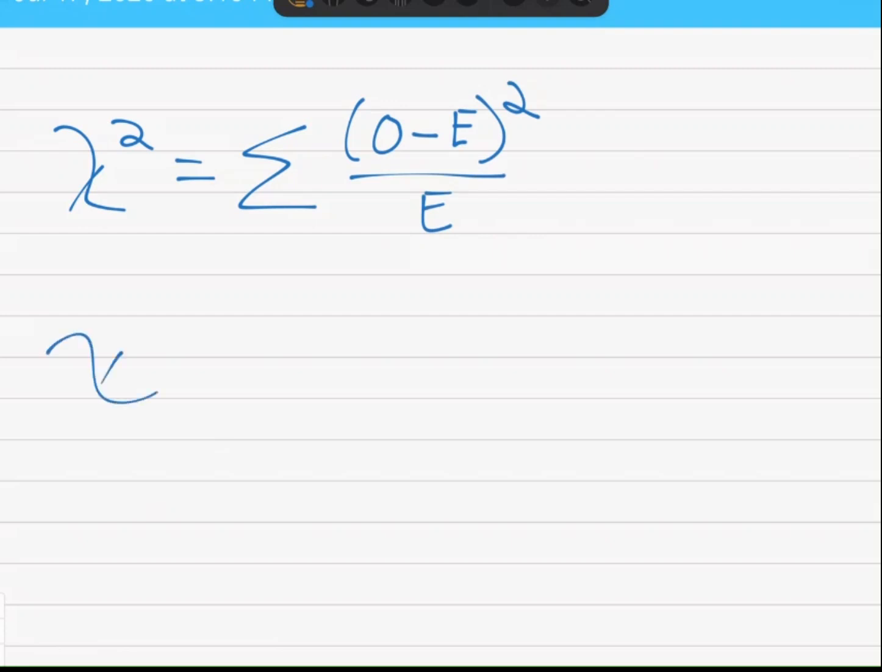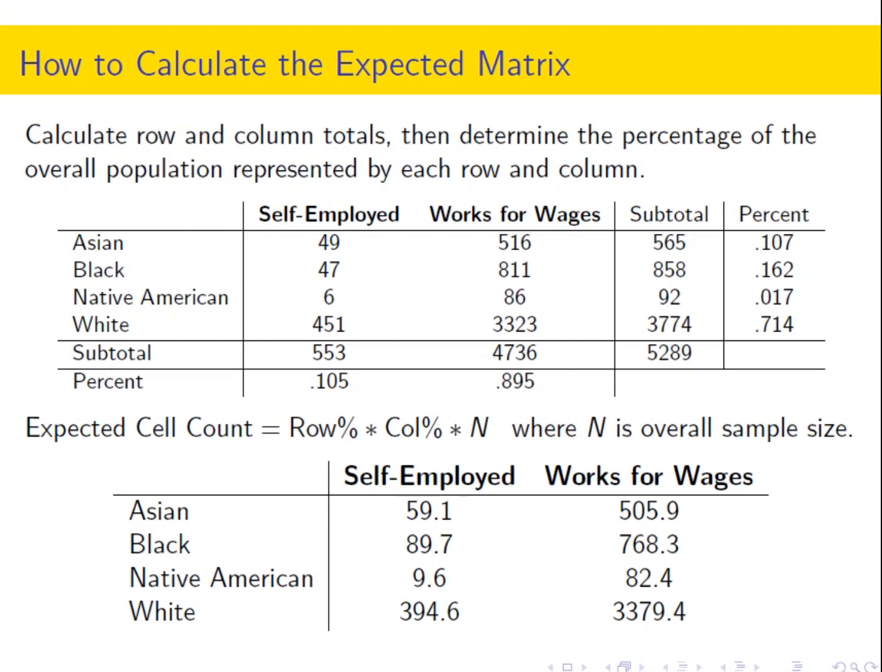So let's start this calculation, and we'll see based on the data what that looks like. To do the first cell, we're going to do 49 minus 59.1 quantity squared over the 59.1.